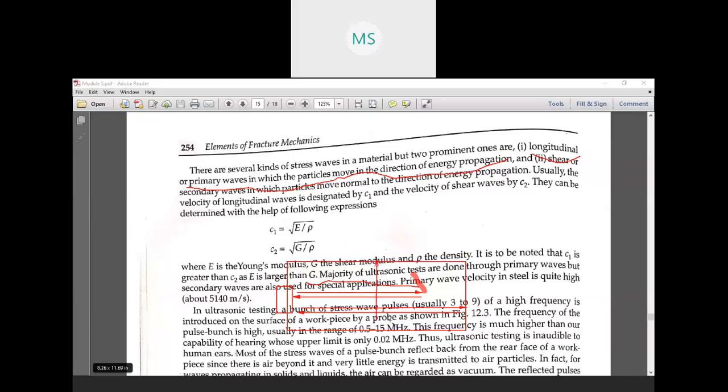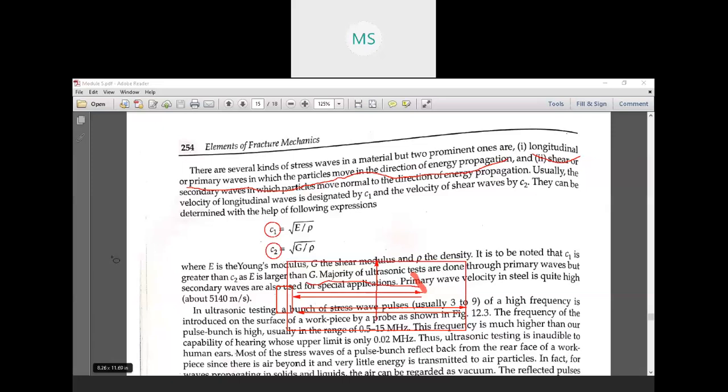So this is known as a secondary wave which travels. Usually we denote them by C1 and C2. The wave going just the way we want it to move, the way in which it's traveling, is the primary wave, that is C1, and the wave normal to that is known as C2.